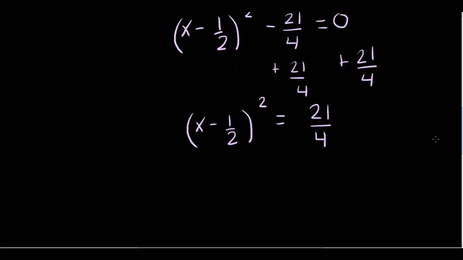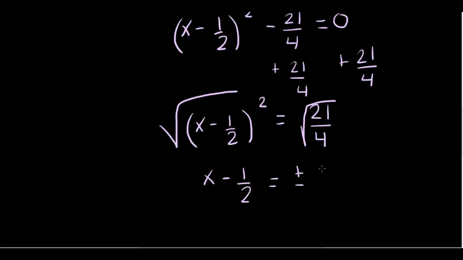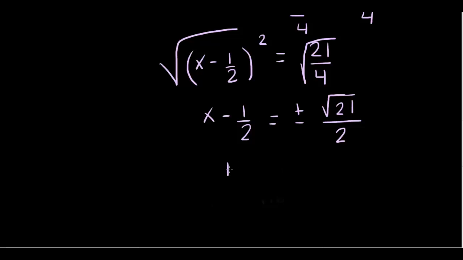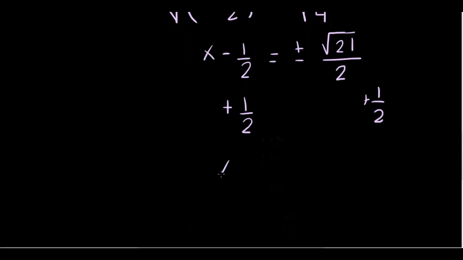We square root after this. So that's going to be x minus 1/2 equals positive, negative, square root of 21 over the square root of 4 is 2, so I'm just going to write 2. And then we're going to add 1/2 to both sides. So then the answer will be x equals 1/2 positive, negative, square root of 21 over 2.